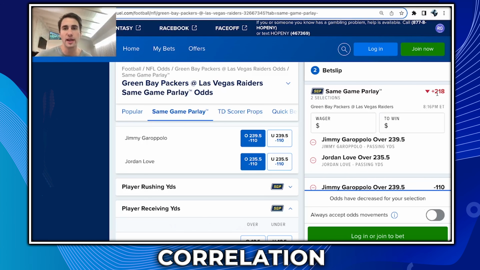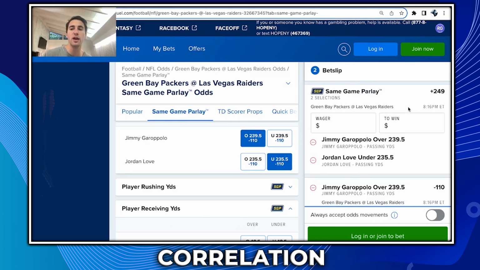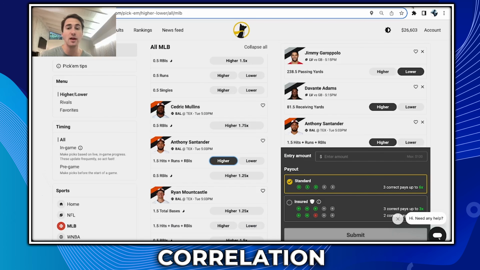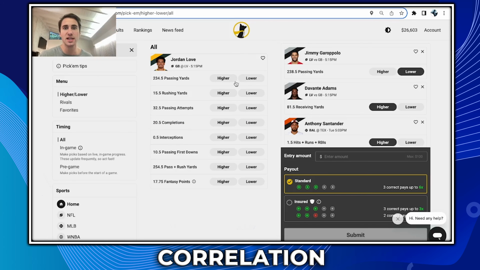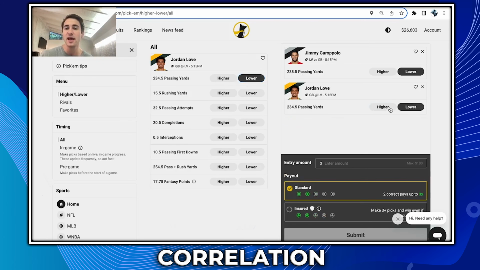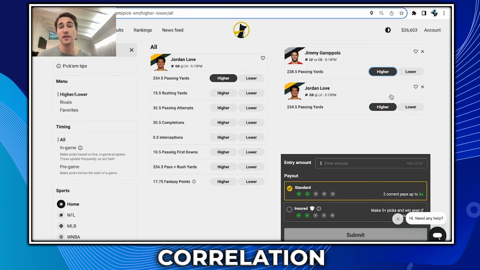Although it's less correlated, you're going to see the jump is not as big as the jump we just saw for Adams plus Garoppolo, but this jump is still there, right? So in other words, what you don't want to do on a fixed payout platform like Underdog Fantasy is play negatively correlated things. If you want to take Jimmy G's under, you should try to find a spot to take Jordan Love's under. These plays are positively correlated.